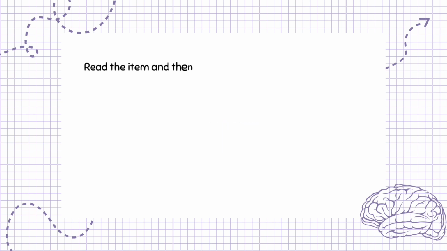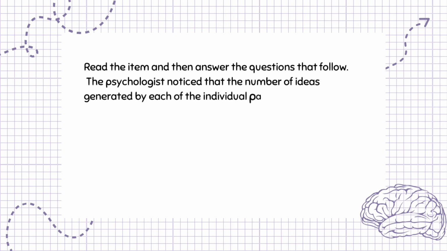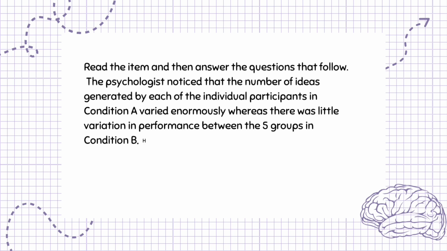Read the item and then answer the questions that follow. The psychologist noticed that the number of ideas generated by each of the individual participants in condition A varied enormously, whereas there was little variation in performance between the 5 groups in condition B. He decided to calculate a measure of dispersion for each condition.